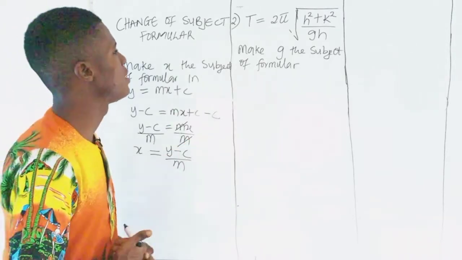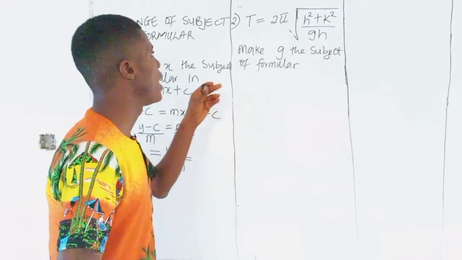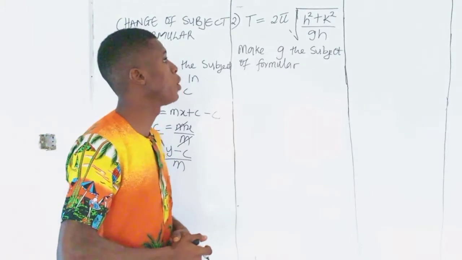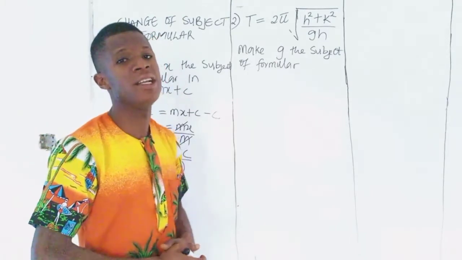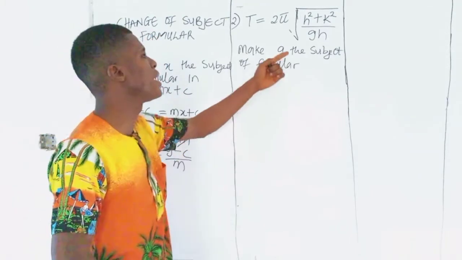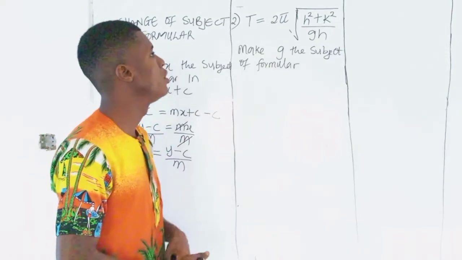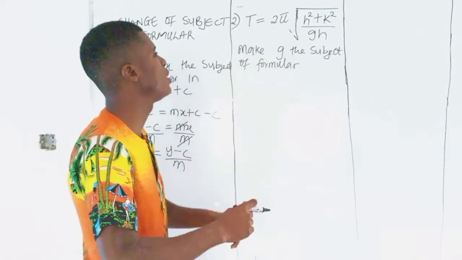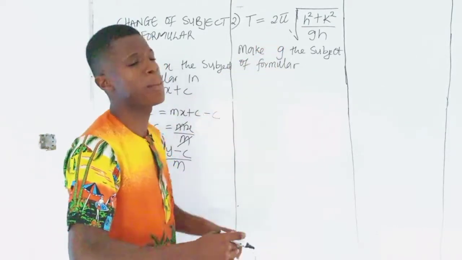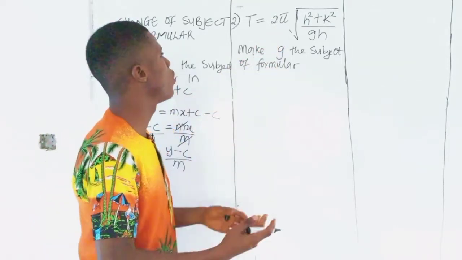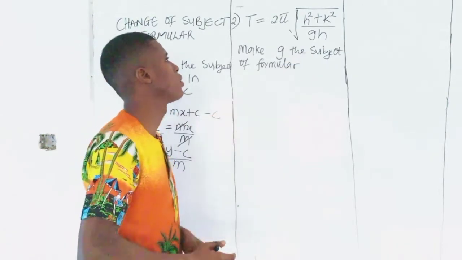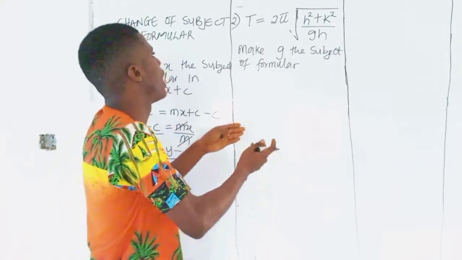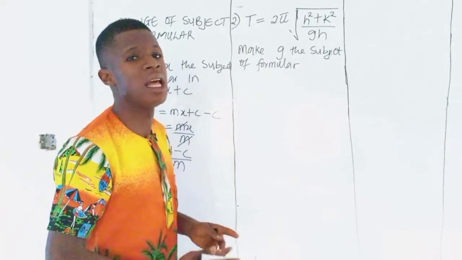Let's consider the second equation: t is equal to 2 pi square root of h squared plus k squared all over gh. And I'm told to make g the subject of the formula in this equation. If you observe this equation, the square root is being multiplied by 2 pi. So for me to make g the subject of the formula, I can first divide through by 2 pi, so that this 2 pi can go to the left hand side.